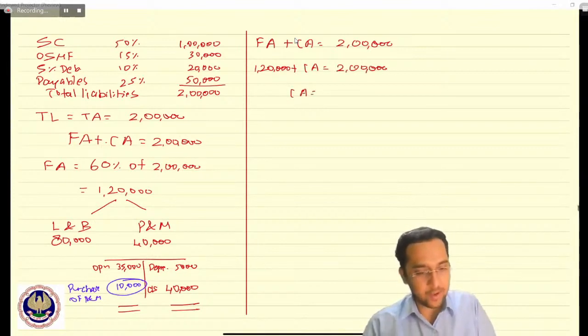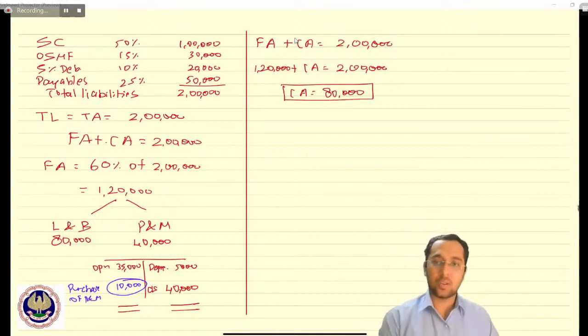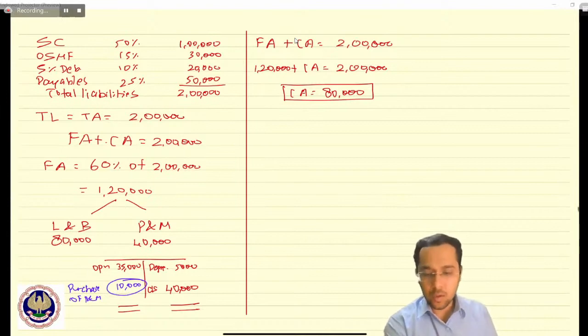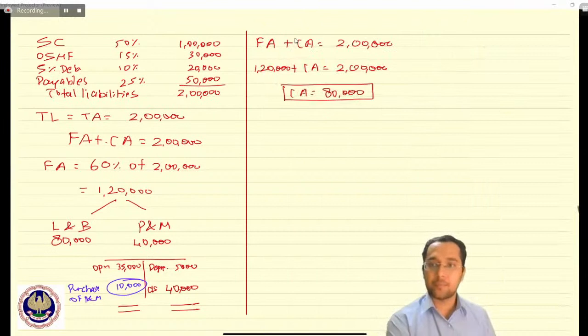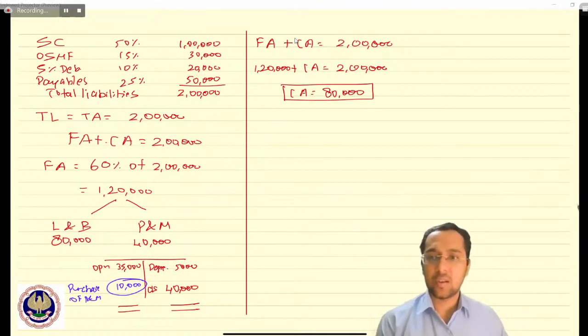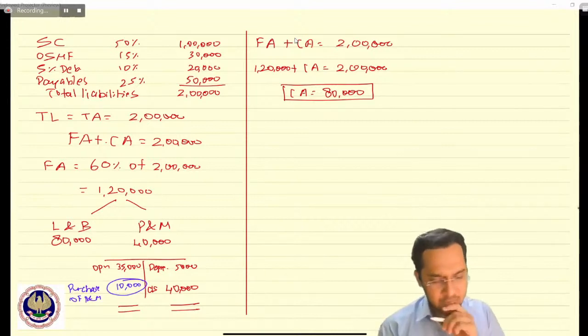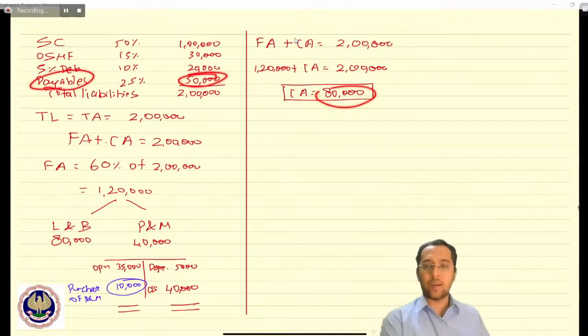So the current asset will be 2 lakh minus 1 lakh 20, which is 80,000. Got the current asset to be 80,000. Now we have got a working capital ratio of 8 is to 5. The working capital ratio of 8 is to 5. It means I can get my current asset to current liability. Just verify the current asset is there. Current liability, we have payables of 50,000 automatically.